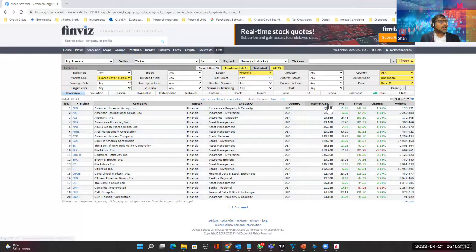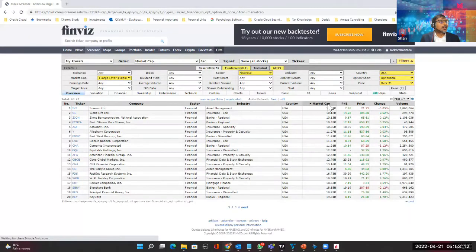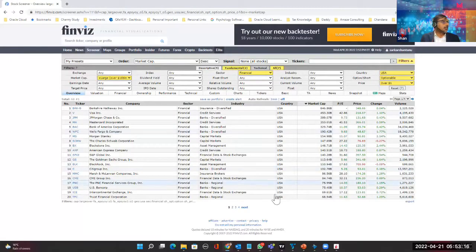So just like earlier, I will again click on market cap to sort it based on the market cap, and I'll put it in the descending order. Yeah, I think I selected another criteria last time. But anyways, this time it shows Berkshire. It is one of my favorite stocks. So I'll add it to my list as well.